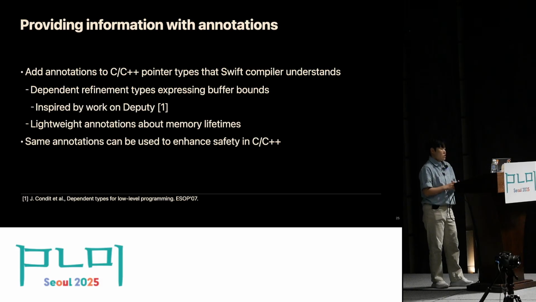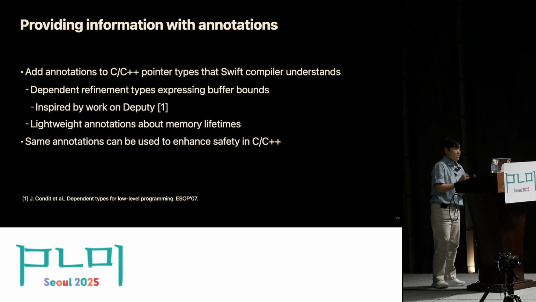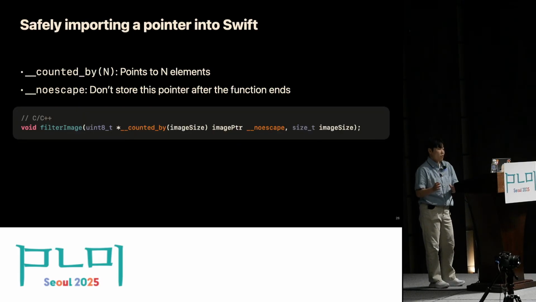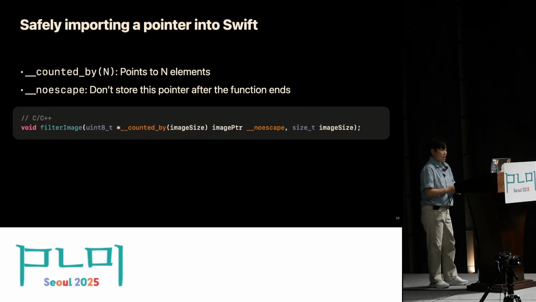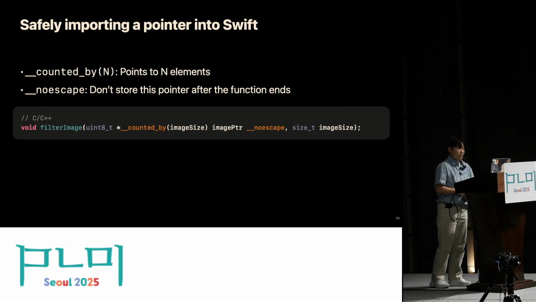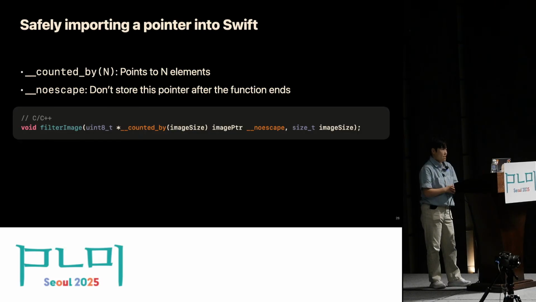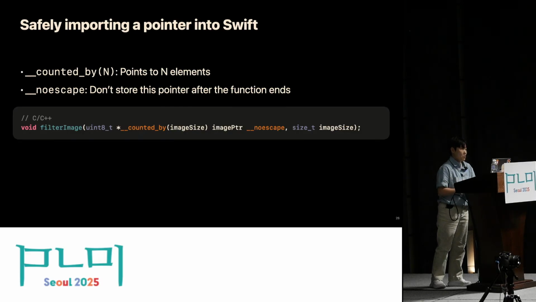And these same annotations can also be used to enhance safety in C and C++, which I'll cover later in the talk. Here is an example of annotations that Swift can use to import pointers as Swift spans. The counted_by annotation expresses the bounds of the underlying memory. In this example, counted_by image_size on the image pointer means the pointer has at least as many elements as image_size. The noescape annotation is a kind of lifetime annotation.